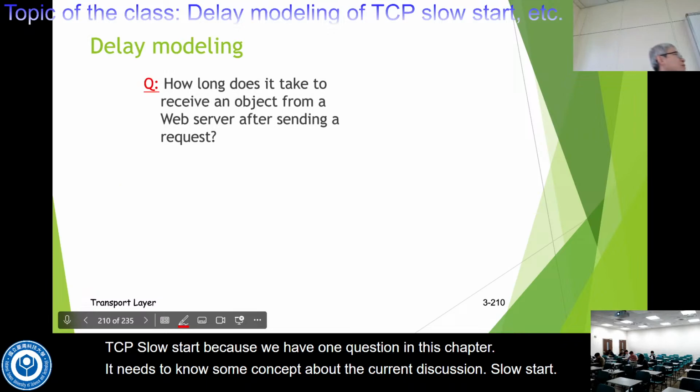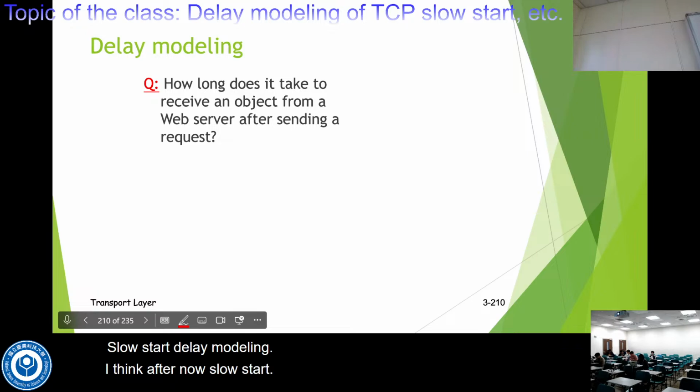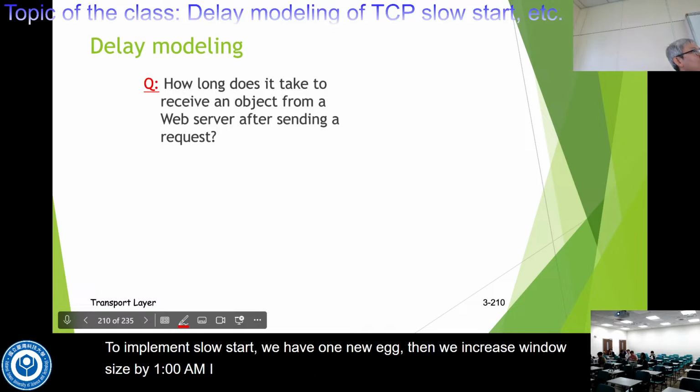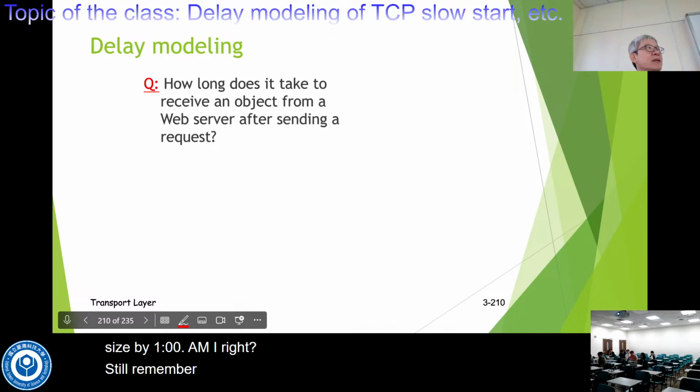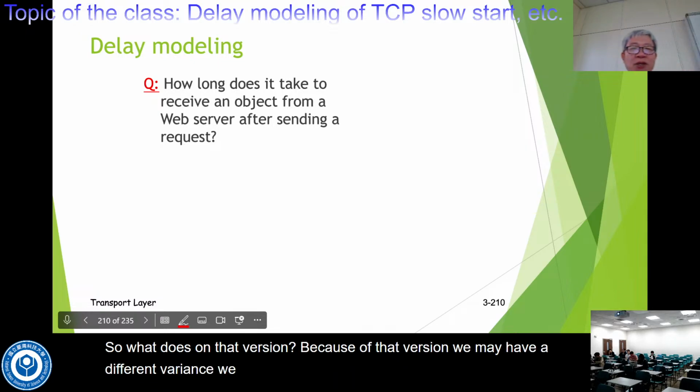Slow start delay modeling. I think up to now you know slow start. How to implement slow start? To implement slow start, we have one new ACK, then we increase the window size by 1. Am I right? Still remember that? So what about that version? Because for that version, we may have different variants of slow start. Later we can let you know that.